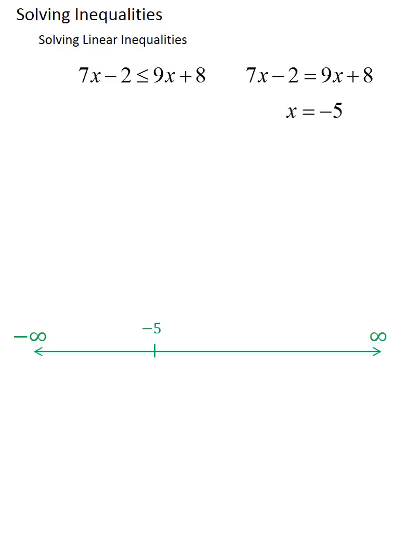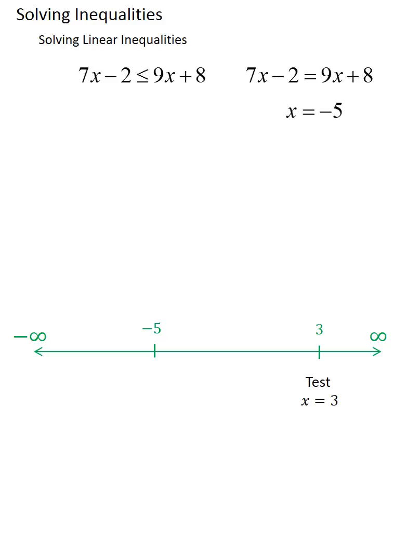Now what I'm going to do with that -5 is use it to find where all of the numbers that make the inequality true are hanging out, because they tend to cluster together. Here's what I mean. Take your solution -5 to your equation and pick any number to the right or the left of it.